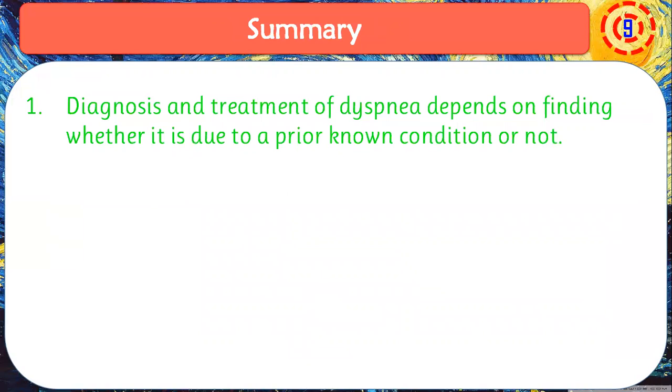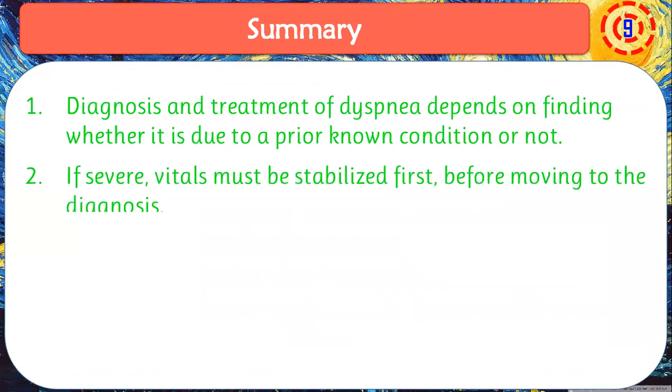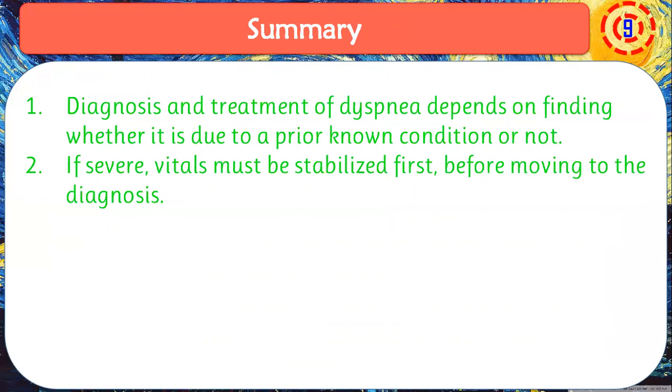So let's summarize the video. Diagnosis and treatment of dyspnea depends upon finding whether it is due to a prior known condition or not. And if it's due to a known prior condition, then treat the condition. Otherwise, look for another cause. And if the condition of the patient is severe, then initially we must focus on stabilizing the vitals. Then only after that shall we move to the specific diagnosis of the cause.